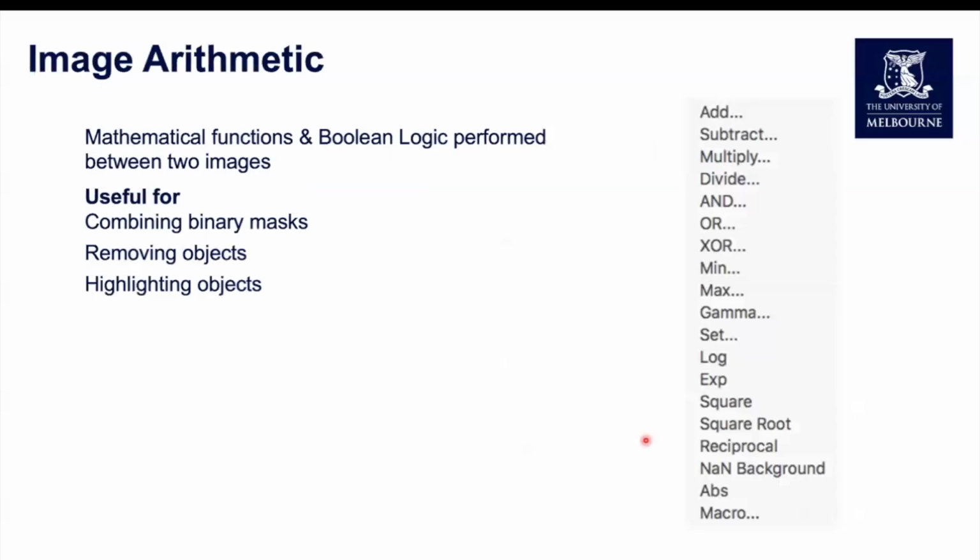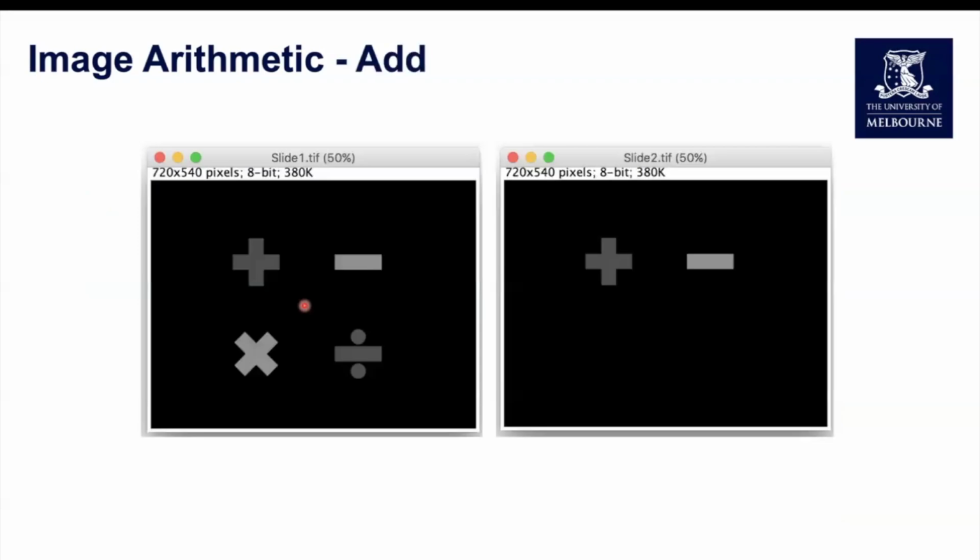Okay, I mentioned cleaning up some of our binary masks. Some of the other things that are useful in this space are some of the mathematical functions, or something called Boolean logic, which we can use if we combine two images. And again, this is something we'll play around with as part of the activities later on. As mentioned, useful for combining binary masks, removing objects, or highlighting different objects. So we'll go through the image arithmetic first.